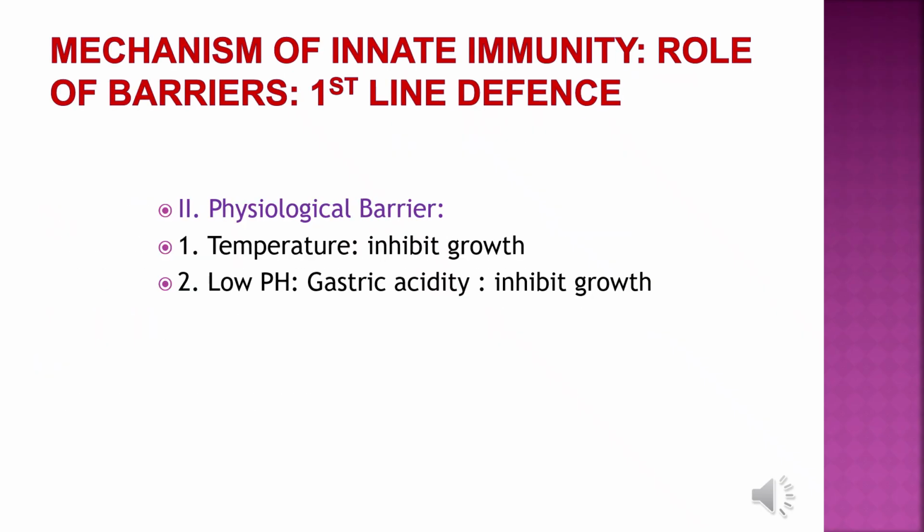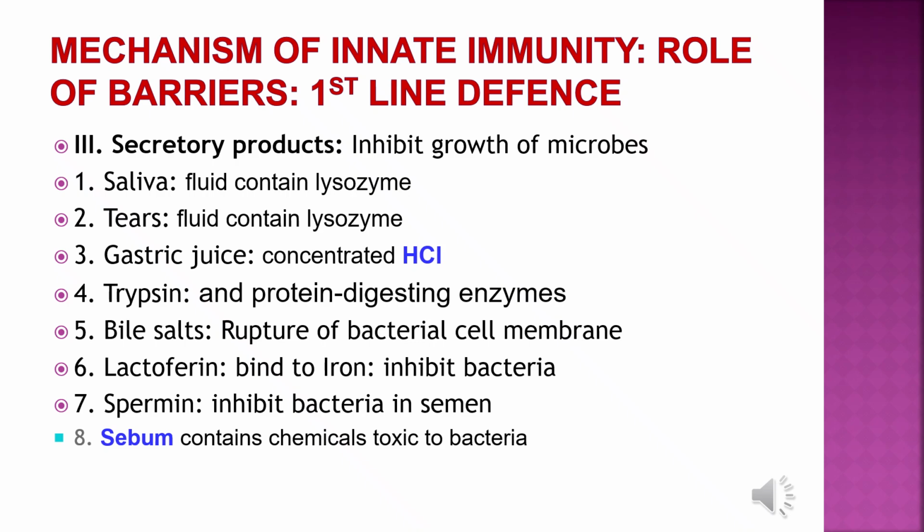Then physiological barrier, so temperature, which inhibit growth of the bacteria. Low pH, that is gastric acidity, inhibit growth of bacteria. Secretory products, they inhibit growth of microorganisms. So few examples are there. In saliva, it is lysozyme. In tears, it is lysozyme. In gastric juice, it is HCl.